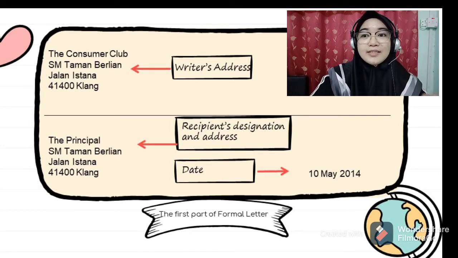The writer's address as well as the recipient's designation and address should be written at the top left-hand side of the letter. The horizontal line should be between the writer's and recipient's address as shown in the diagram below. Not to forget, the date is written at the right-hand side as shown in the diagram. Remember to write the month as a word.